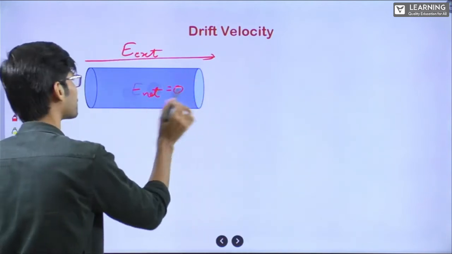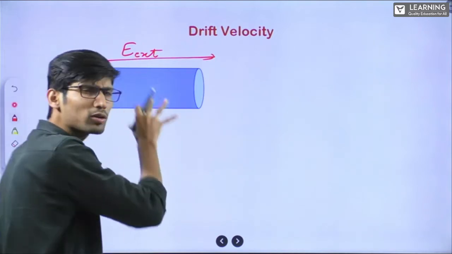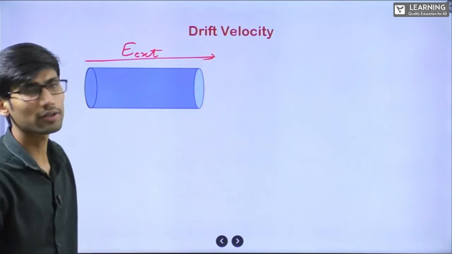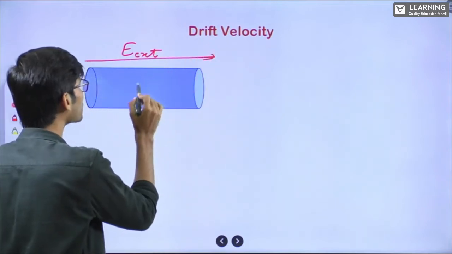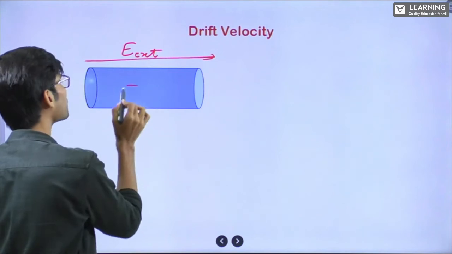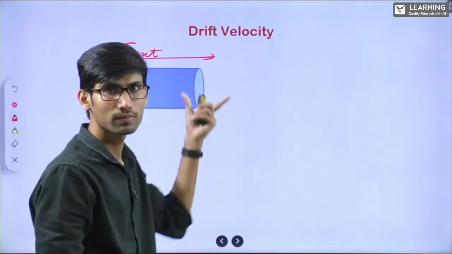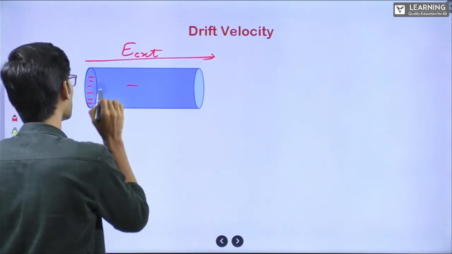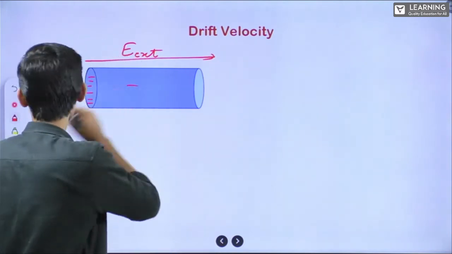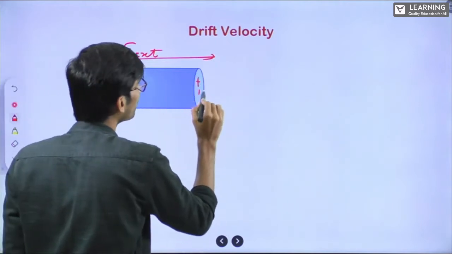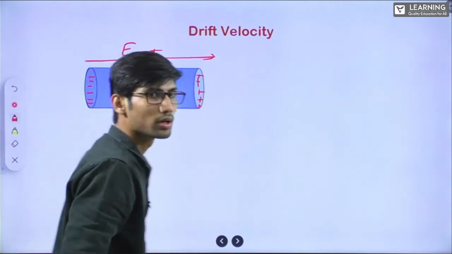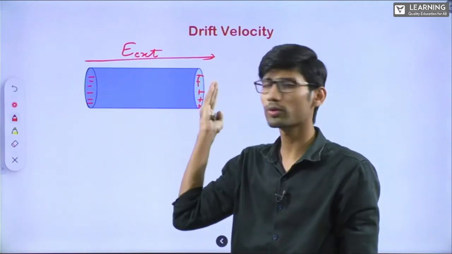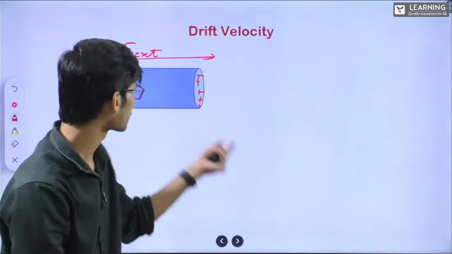Why is it 0? Very simple. There are a lot of free electrons, a lot of charge inside this. The moment there is an external electric field, the negative charge will start moving, opposite to the electric field. So all the negative charge will come here. Actually, positive charge doesn't move. Electrons are moving. We assume that if electrons have reached here, the positive charge will be on this side.